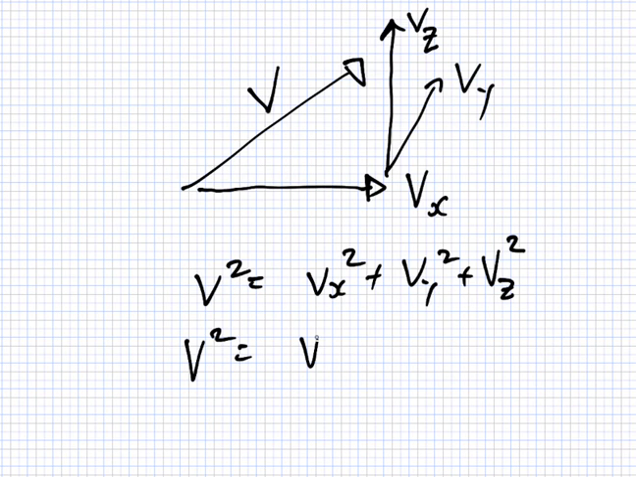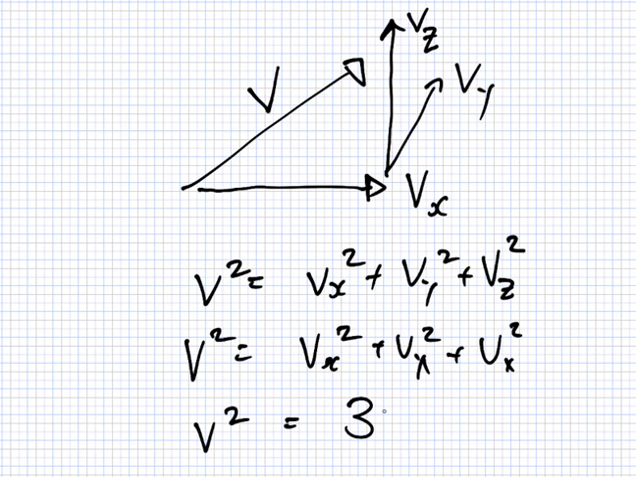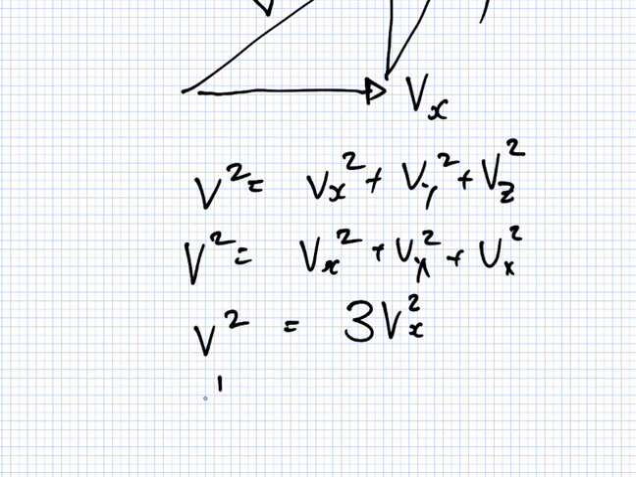Okay, so we can then replace this with v squared equals Vx squared plus Vx squared plus Vx squared. They're all roughly the same number. So you get v squared equals 3 Vx squared. So you get 1 over 3 v squared equals Vx squared.